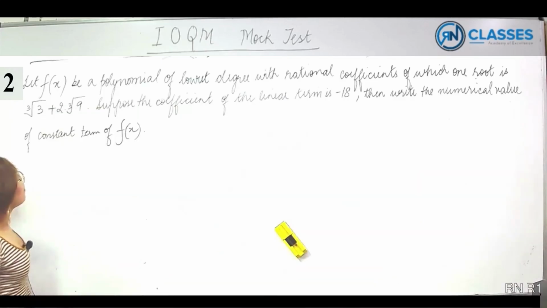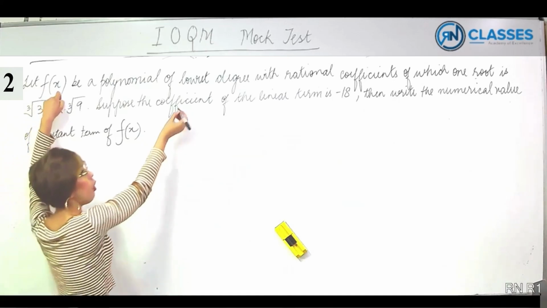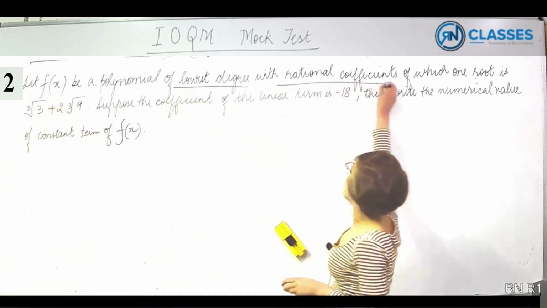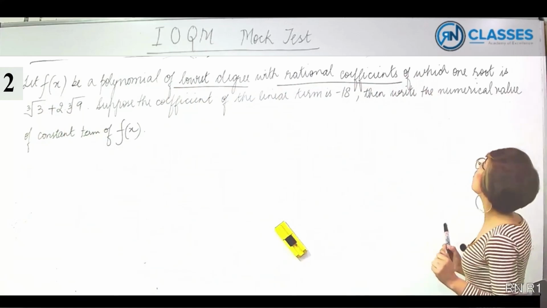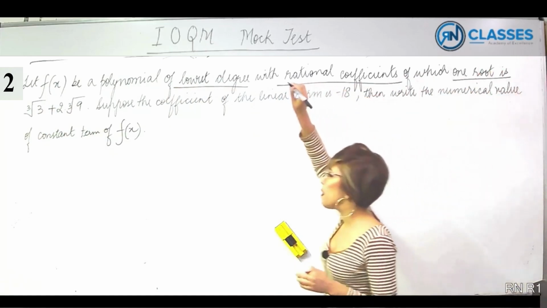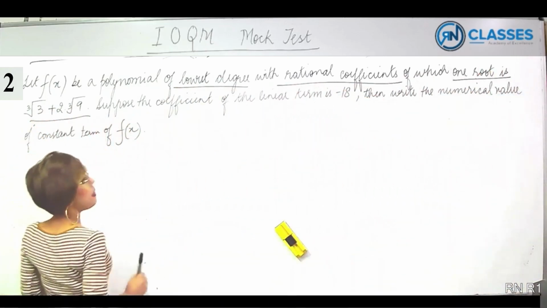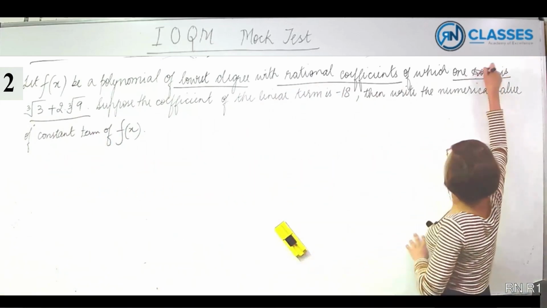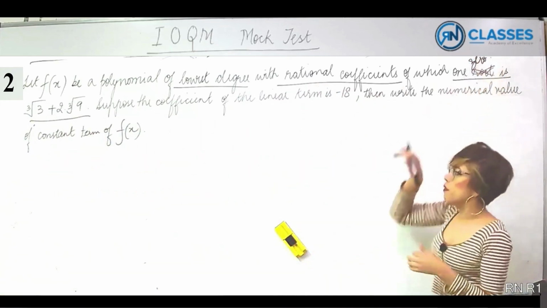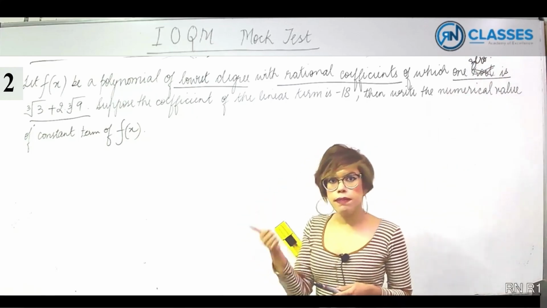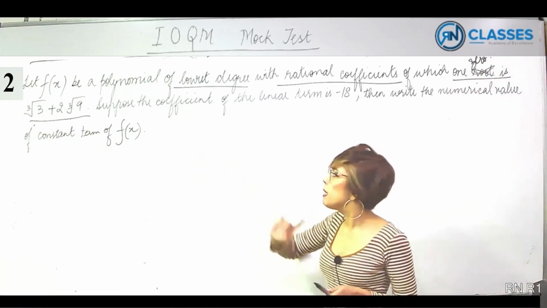On to the next question. Now he says, if f of x is a polynomial of lowest degree with rational coefficients, of which one root is given. The better word should have been zero, but it's fine, you get the gist of it. So it is the lowest degree polynomial with rational coefficients, and one zero is given.